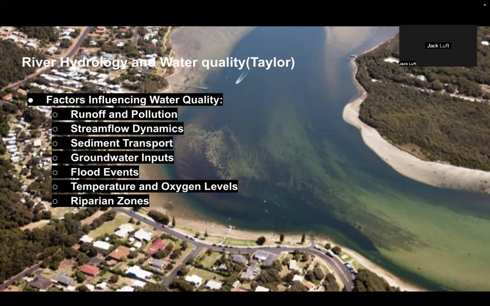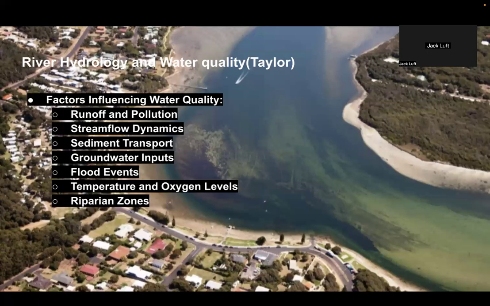For runoff and pollution, surface runoff and nonpoint source pollution, such as pesticides and urban waste, introduce pollutants into water bodies. For stream flow dynamics, high flow rates can dilute pollutants, while low flow rates concentrate them, affecting overall water quality. For sediment transport, the movement of sediment in rivers influences both sediment levels and the transport of attached pollutants.